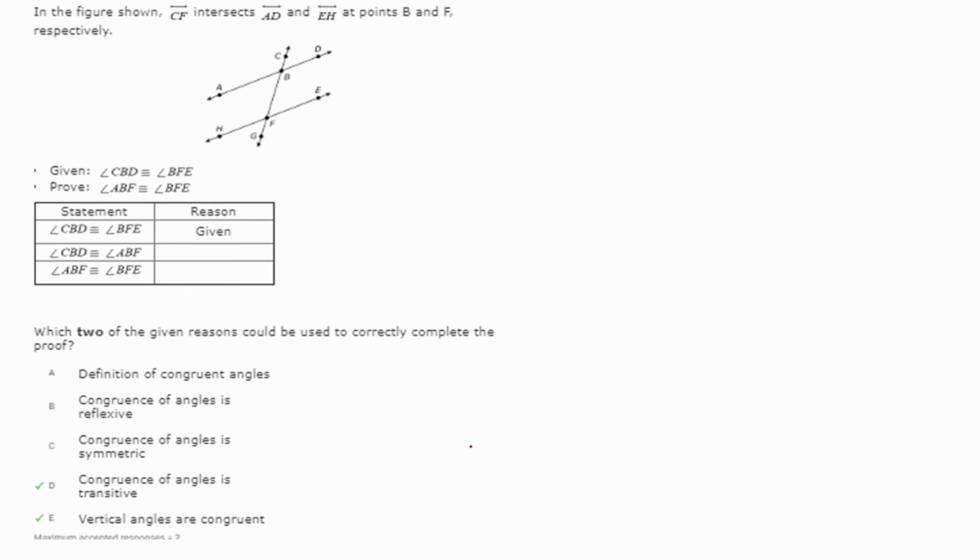Next up, we now want to prove, given the same information, CBD is equal to BFE. Same information as the last one. We now want to say ABF is equal to BFE. So where's ABF? ABF is right here. Well, what they do is they say CBD is equal to ABF. Why? Because they are vertical angles.